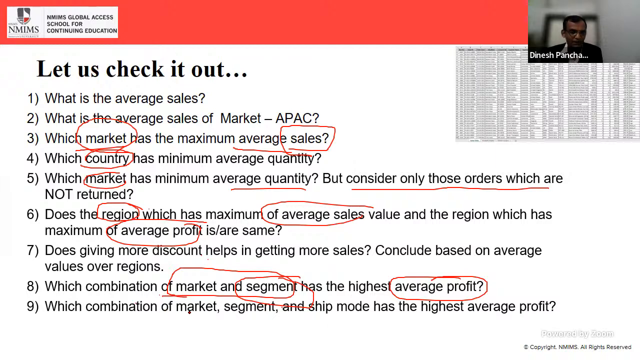Which combination of market, segment, and ship mode has the highest average profit? I repeat, which combination of market, segment, and ship mode has the highest average profit? Now it's three-dimensional. We have a third dimension. Market and segment were there. Now we have to add ship mode.